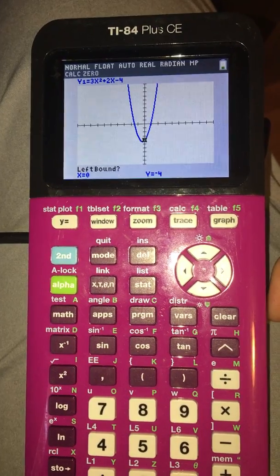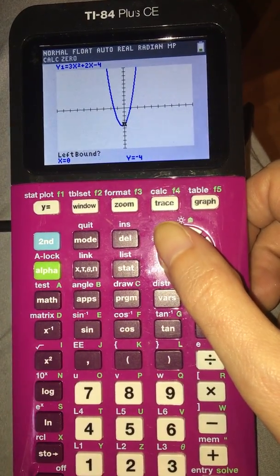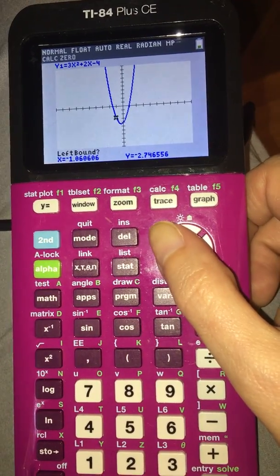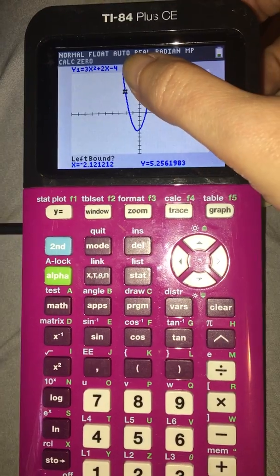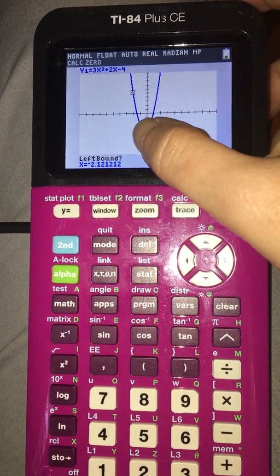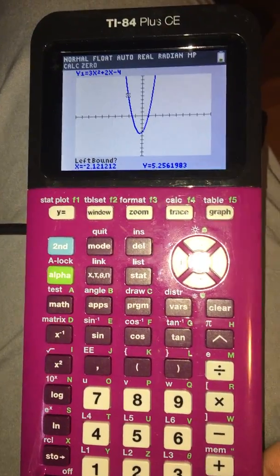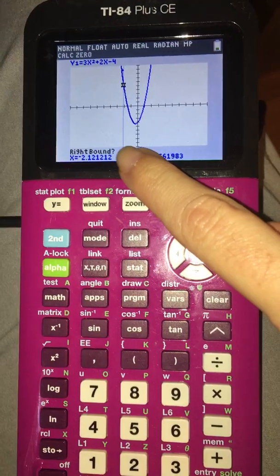So what you have to do is imagine that there's a vertical line running through your graph, and your cursor needs to be on the left side of that vertical line going through the x-intercept you want to look at. So if I'm imagining that there's a vertical line going through this x-intercept, my cursor is on the left side of that vertical line. So I'm going to hit enter, and now I can see that my calculator is going to ask me another question.